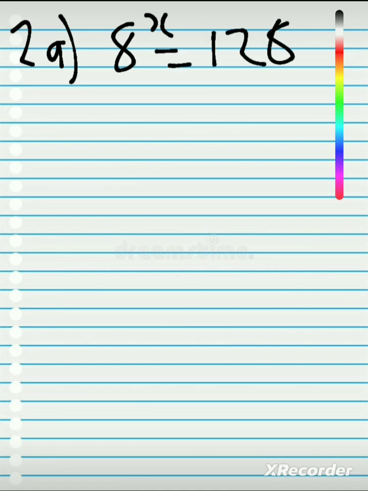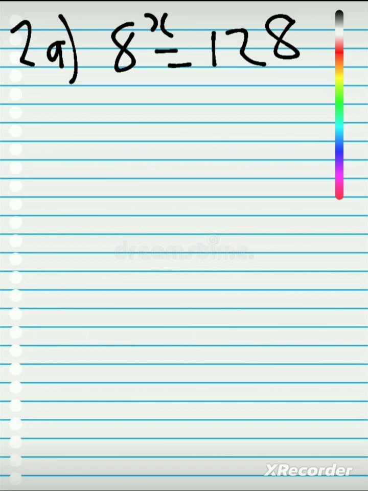Okay, question 2. So we start with 2a. 2a is saying 8 power x equals 128. The job is to express 8 with a base that is the same as 128. Let me say that again. The goal is to express this and this with the same base, okay, so that we can equate the powers. That's how to deal with indices equations.